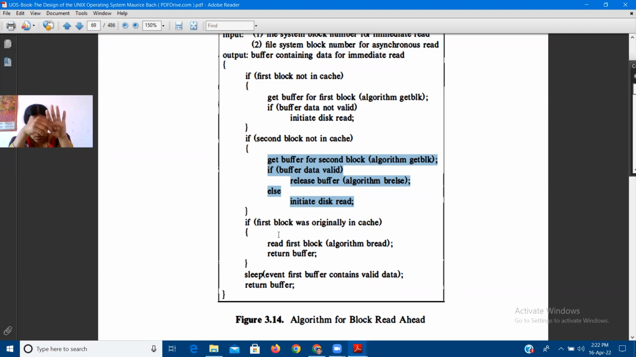So first is over. Now this second is treated as a first. So again this first will be over. Again third will be treated as immediate and this will be treated as asynchronous. So this will be treated as a first block.